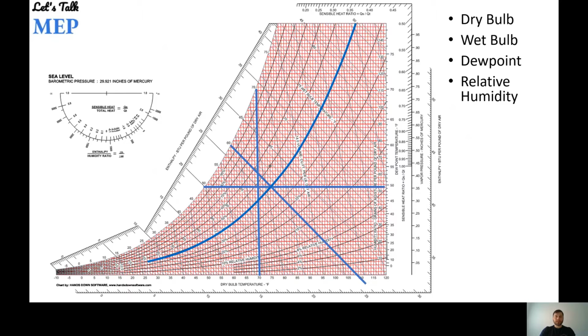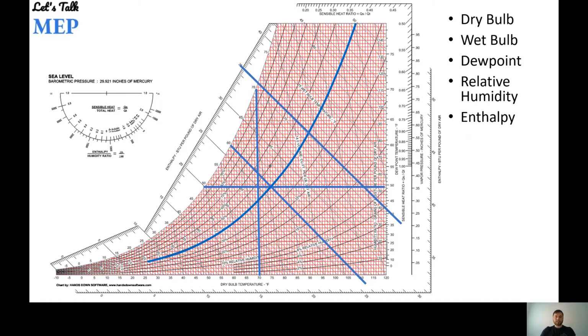This is relative humidity. It's a curved line. The one thing about relative humidity is it changes with temperature. So the warmer it gets, the lower the relative humidity is going to get, if you keep everything the same, meaning your dew point stays the same, your water level is the same. So when you turn the temperature down, the relative humidity does go up.